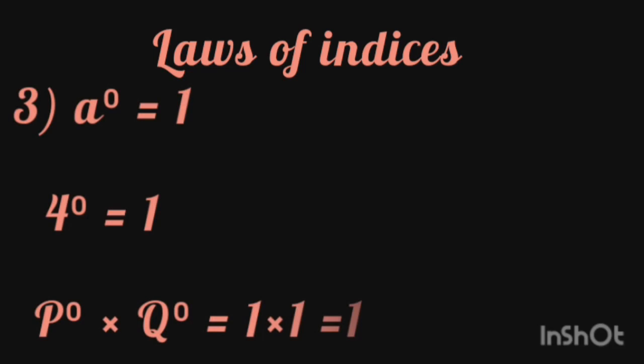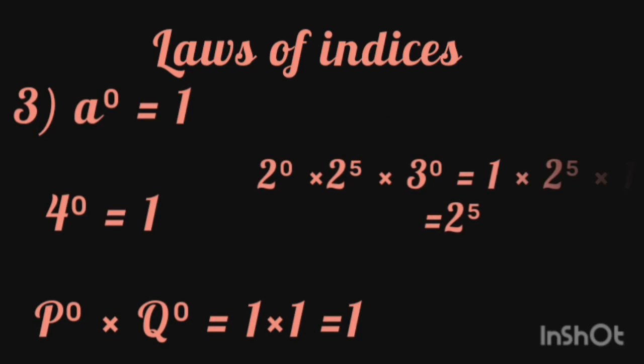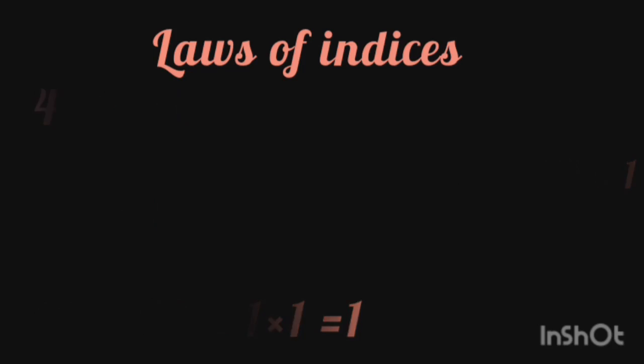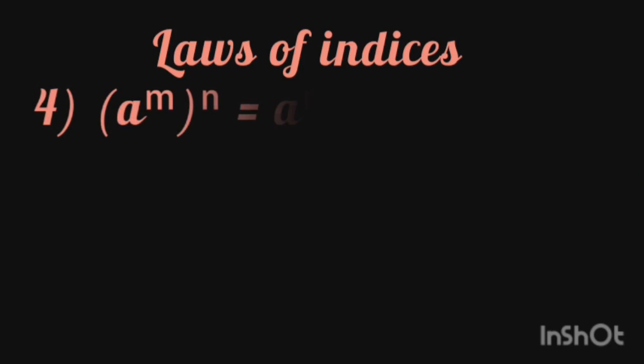The third law of indices we are going to be looking at is anything raised to the power 0 is 1. 4 raised to the power 0 is 1. P raised to the power 0 times Q raised to the power 0 is 1 times 1, which will give us 1. So we have 2 raised to the power 0 times 5 raised to the power 0 times 3 raised to the power 0. 2 raised to the power 0 times 2 raised to the power 5 times 3 raised to the power 0. So we just multiply 1 times 2 raised to the power 5 times 1, which is going to give us 2 raised to the power 5.